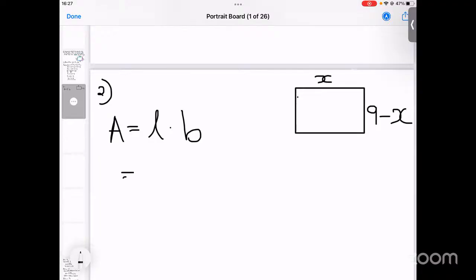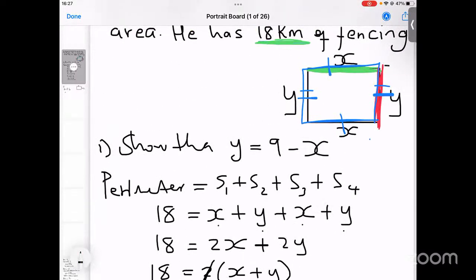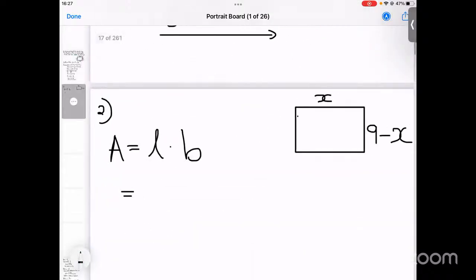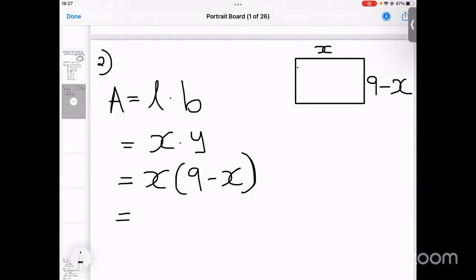So from that original shape, what we know is that the other side will be a different letter. In this case, they use letter x and y. So that means it will therefore be side x that we multiplied by side y. And what we know is that side y is the same as 9 minus x, which means we end up having 9x minus x squared.